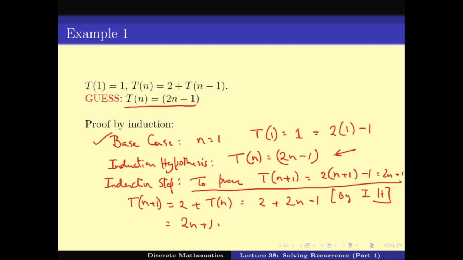Hence, we have proved the inductive step, which means tn equals 2n minus 1 for all n greater than or equal to 1. So this is the proof by induction, once we have the guess.